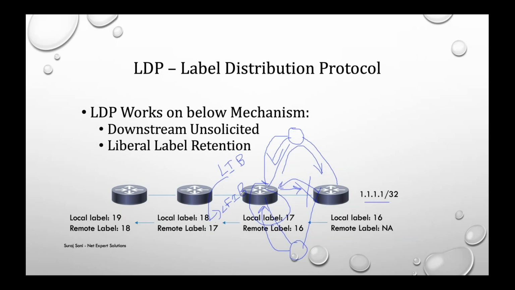So downstream, why? Because it's going from down to up. Unsolicited, because everyone can allocate. Liberal label retention: whoever is allocating, I will keep them in the LIB. I don't say, okay, I will keep only this or only the best path. No. So this is the behavior of how LDP works.